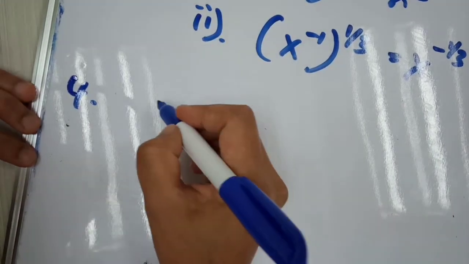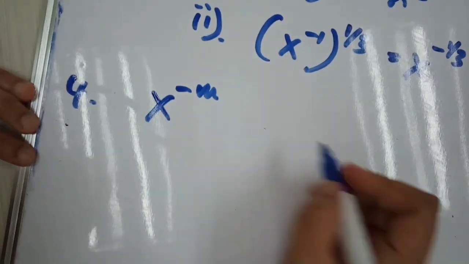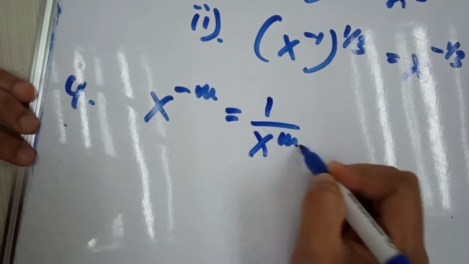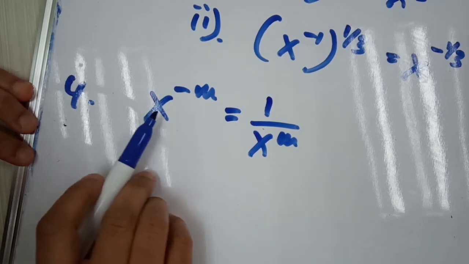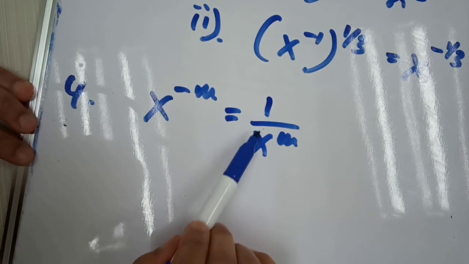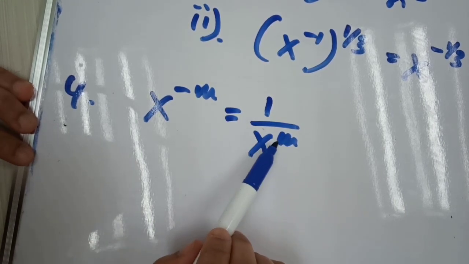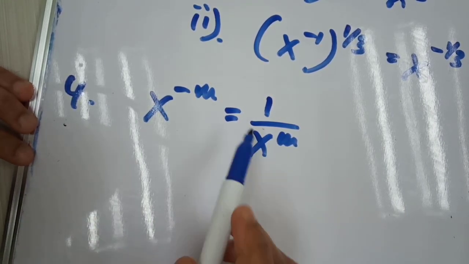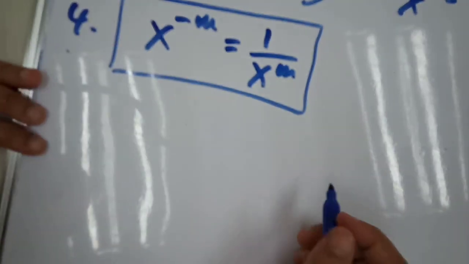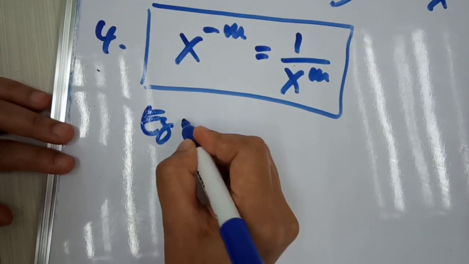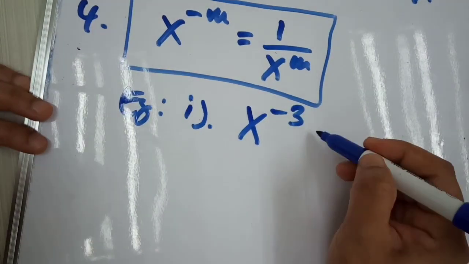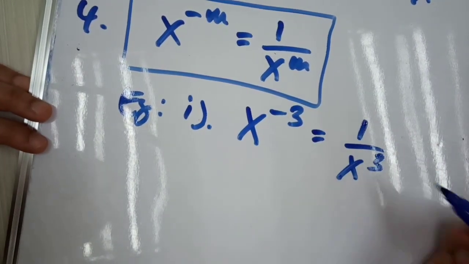Now we proceed to law number 4. When x power of negative m, we can also write this as 1 over x power of m. When you have negative exponents, you have to bring it down, 1 over x power of m, and then the exponent becomes positive. This is rule number 4. For example, x power of negative 3 can also be written as 1 over x power of 3.